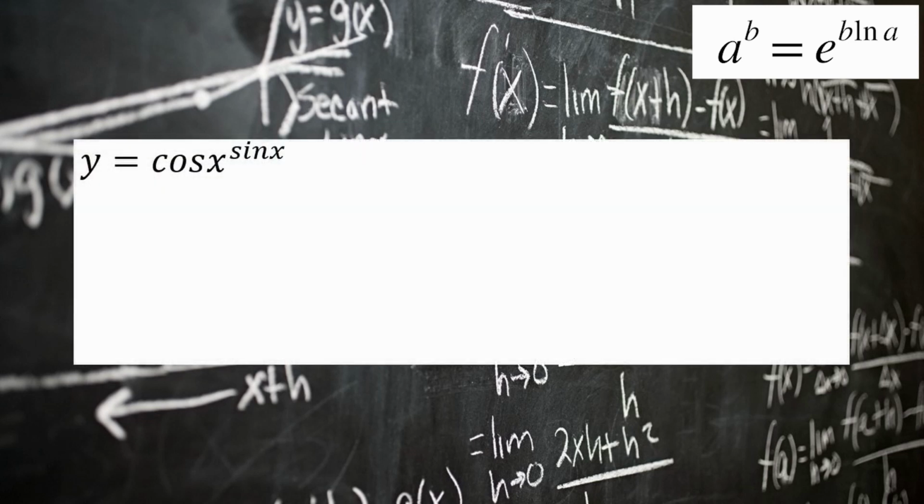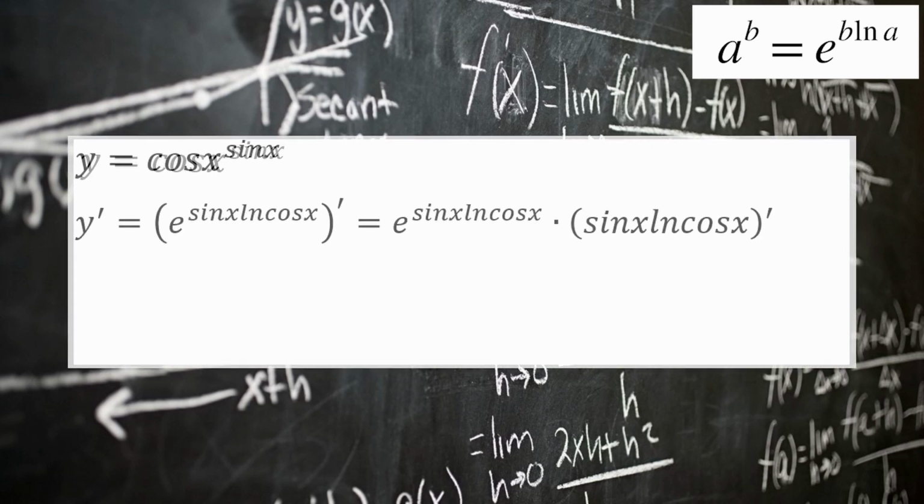The next example looks like that. We've got cosine x to the power of sine x. And again, in this example, a is cosine x and b is sine x. In the next step, we apply the chain rule.